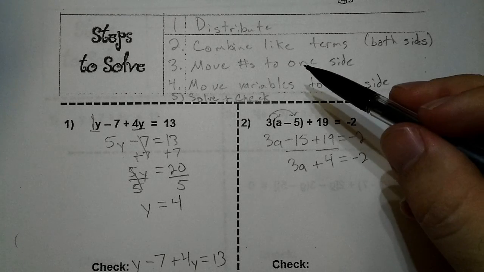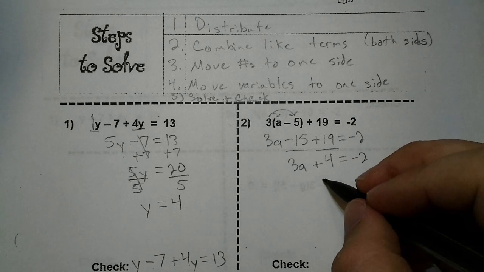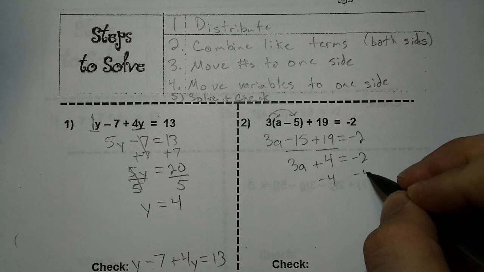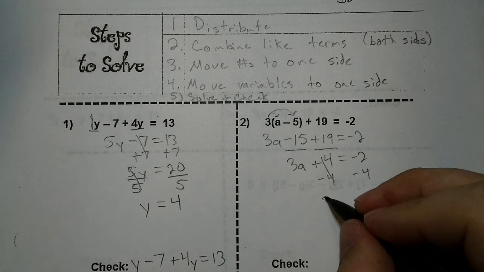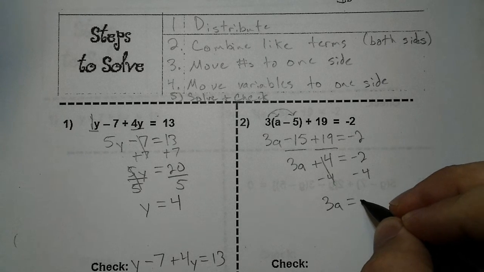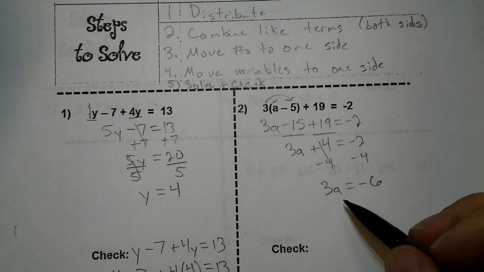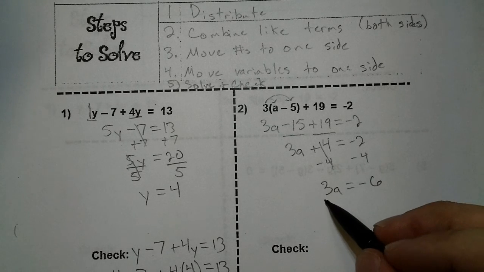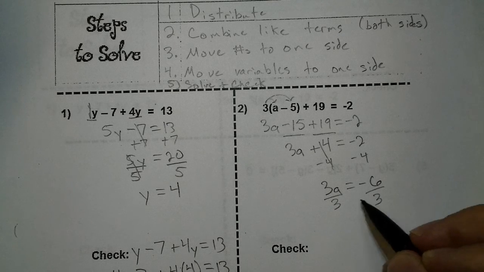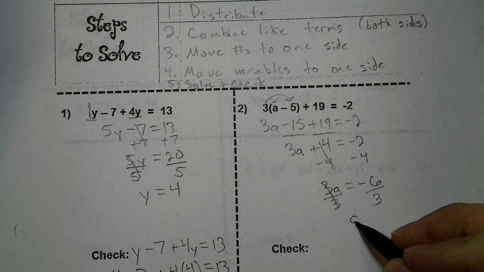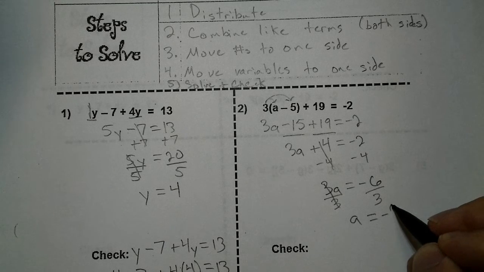From here, move our numbers to one side. Subtract 4. Subtract 4. Those cancel. I'll get 3a is equal to negative 6. Now the last step. I have to solve it. If 3 times a equals negative 6, if I divide by 3, that'll tell me what a is. And then a is equal to negative 2.